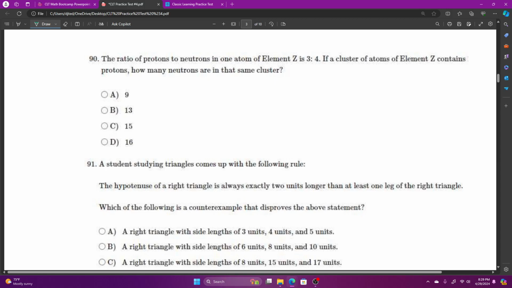The ratio of protons to neutrons in one atom of element Z is 3 to 4. And that's our ratio of protons to neutrons. Protons to neutrons. Did I say that enough times?